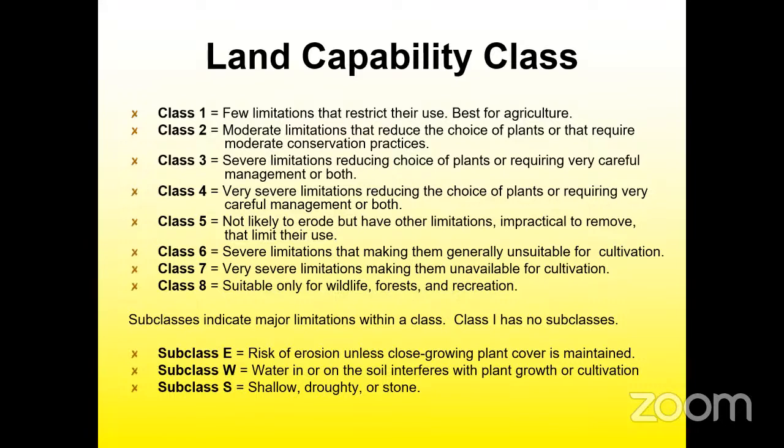There are subclasses also, indicating the major limitations within a class. Class 1 has no subclasses. We see the remaining ones here. Subclass E is a risk of erosion unless close-grown plant cover is maintained. Subclass W is water, which has more infiltration and interferes with plant growth or the cultivation process. And S shows shallow, droughty, and stony areas.